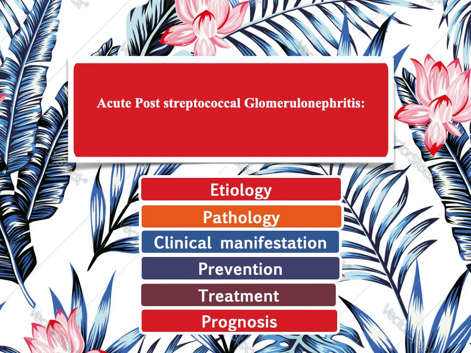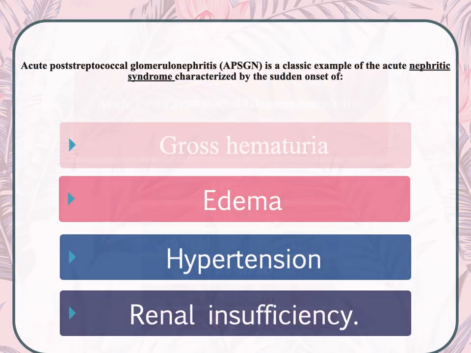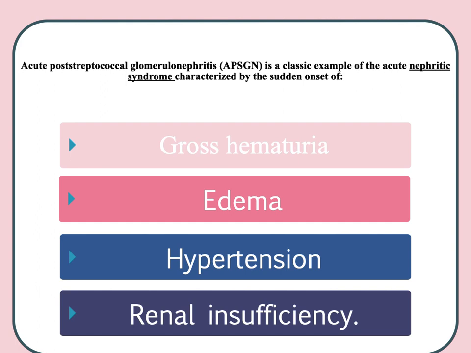In the second part of this lecture, we are going to discuss an important subject: acute post-streptococcal glomerulonephritis. Acute post-streptococcal glomerulonephritis is a classic example of acute nephritic syndrome. It is characterized by sudden onset of gross hematuria, edema, hypertension, and renal insufficiency. It is one of the most common glomerular causes of gross hematuria in children. It is a major cause of morbidity in group A beta hemolytic streptococci infection.